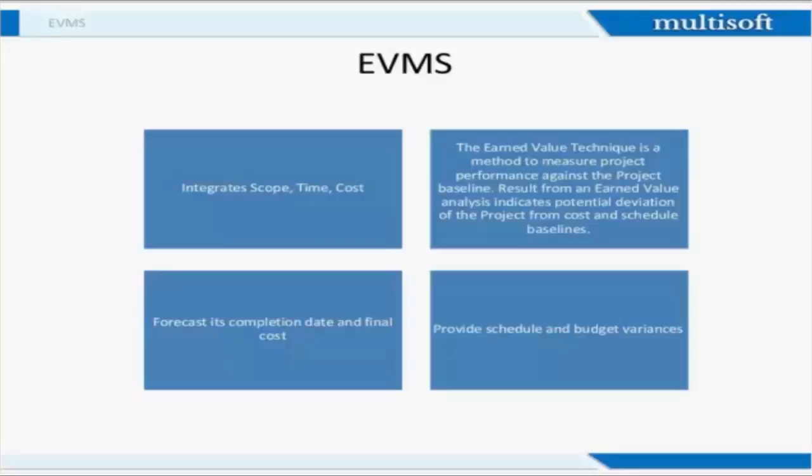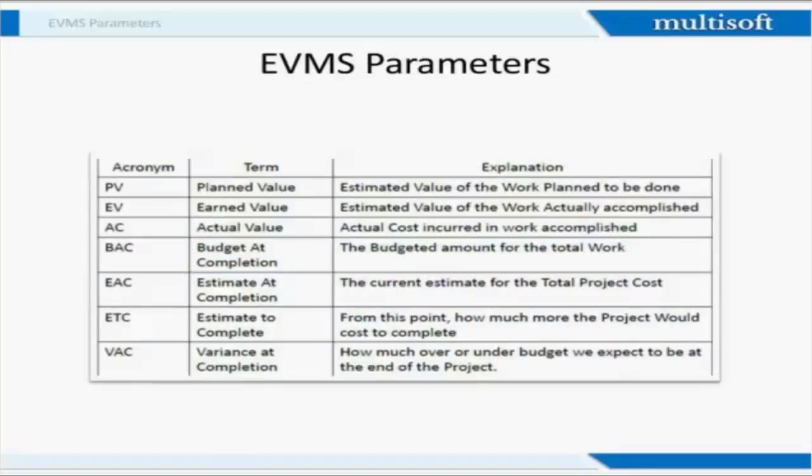This is about earned value management. So PV is planned value, and these are some takeaways. Planned value is the estimated value of the work planned to be done. Earned value is the estimated value of work actually accomplished. And then we have AC, which is actual cost. Then we have budget at completion, BAC, the budgeted amount for the total work. Then we have estimate at completion, the current estimate of the total project cost. So this is a forecasted value.